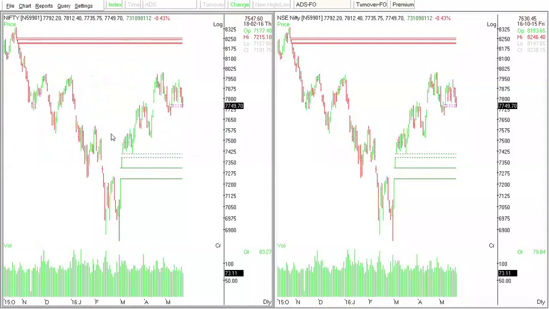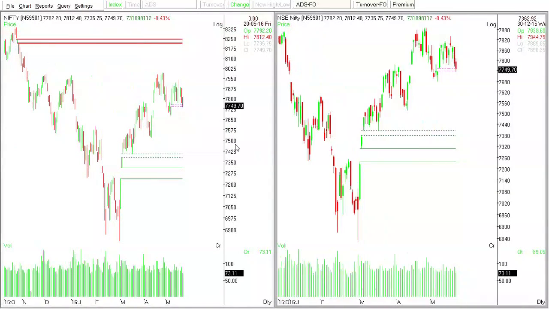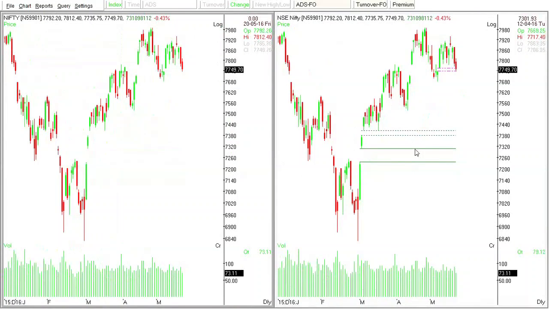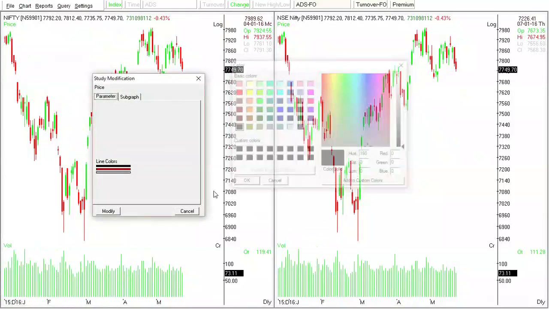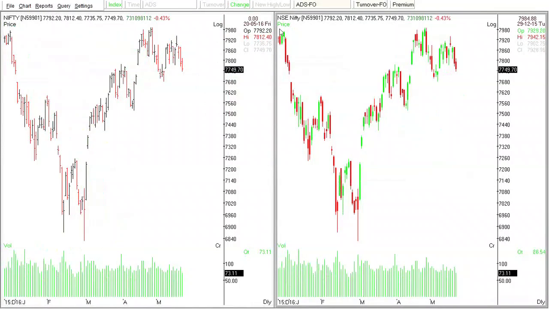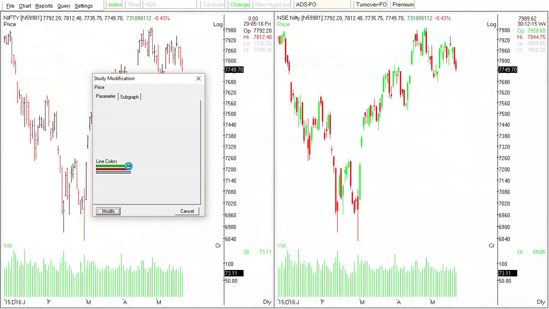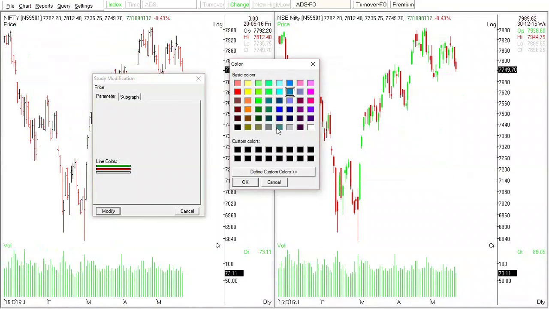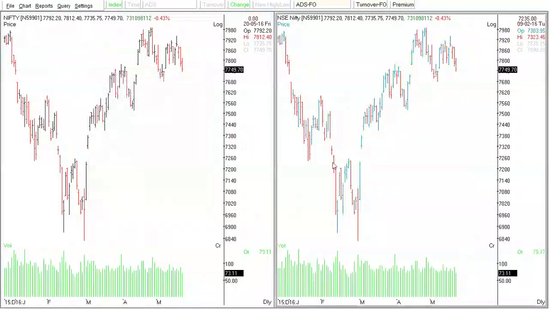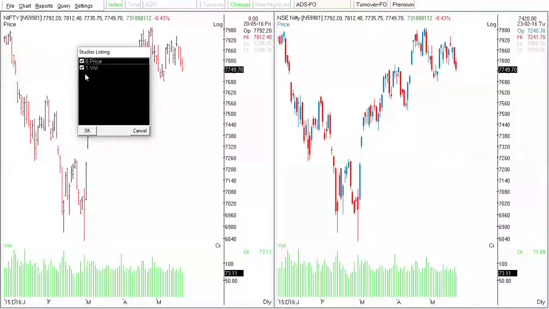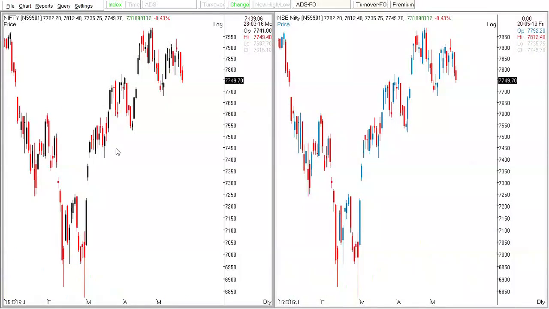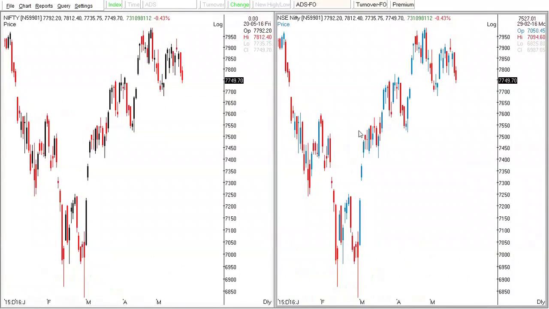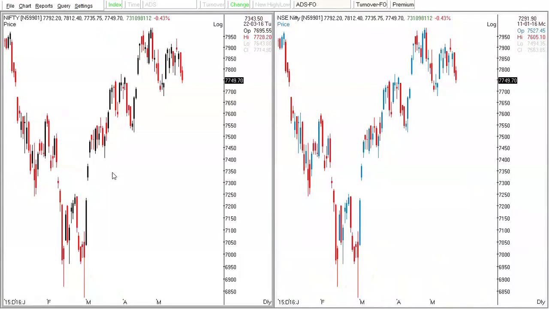I create a template, right? On my left hand side, I would like to do a comparison with Nifty. For the aesthetic sense, I'll change the color so that I can differentiate between them. Volumes are not necessary in this kind of analysis, so I am getting out of volumes. So left hand side Nifty, right hand side Nifty, both are daily charts.